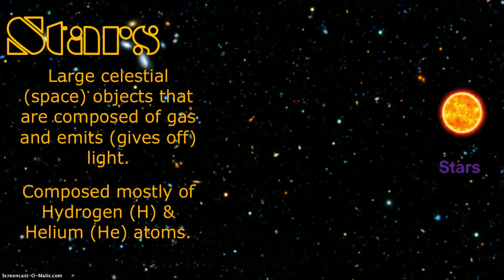Stars are large celestial objects that are composed of gas, and they emit or give off light. They're the only structures in the universe that give off light. And so stars are composed mostly of two gases, hydrogen and helium.